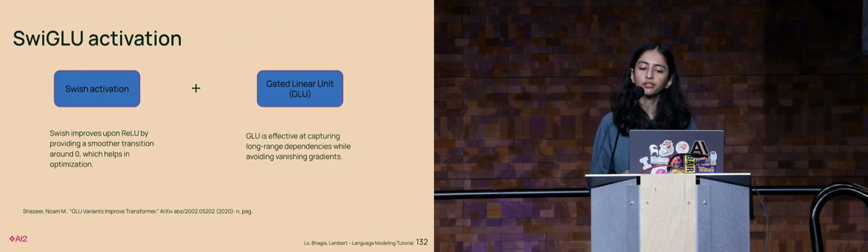Moving on to the activation function. A commonly used function today is SwiGLU. This combines the Swish activation function, which is easier to optimize, and the gated linear unit, which is effective at capturing long-range dependencies.